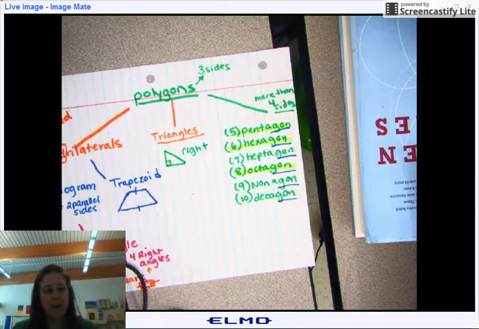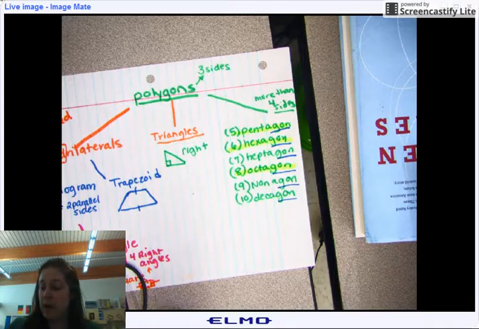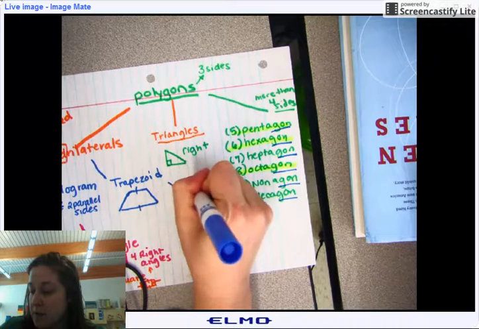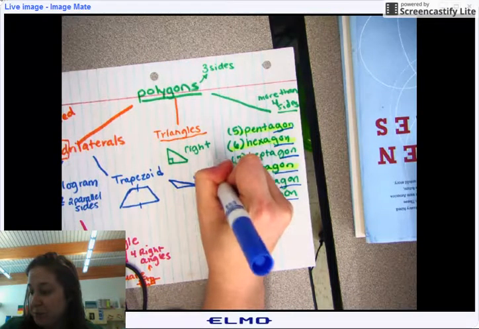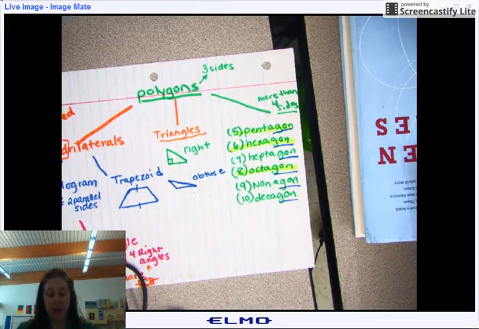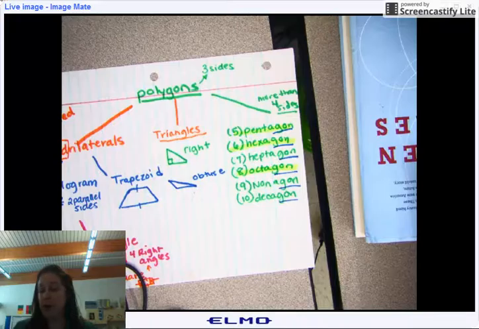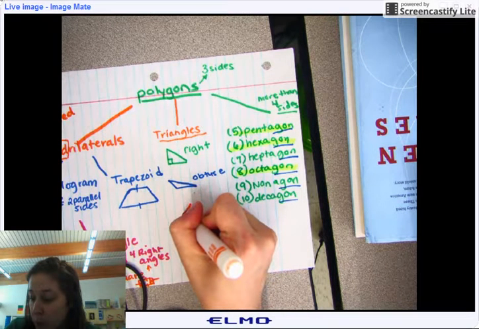Now it also has another name, and we're going to talk about that in a minute. But let's start off with our right, acute, and obtuse. So we're going to do a right angle. Let's do our obtuse. And then you have your acute. Cute.